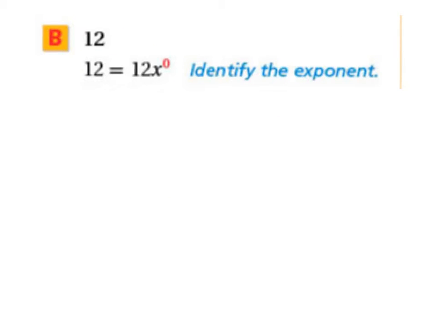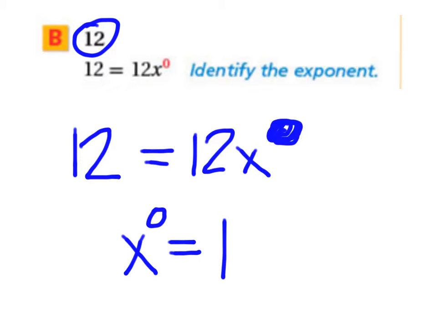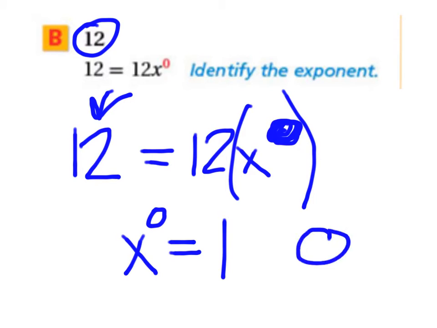Now in this one, you have 12 with nothing written beside it. 12 is the same thing as 12 times x to the 0 power. That's an 8. That should be a 0. X to the 0 power. Anything to the 0 power is 1. So this does not change. 12 is still equal to 12x to the 0 power. Have a 0 degree.